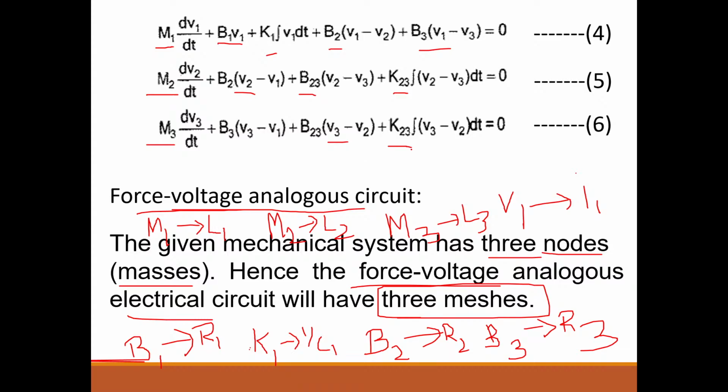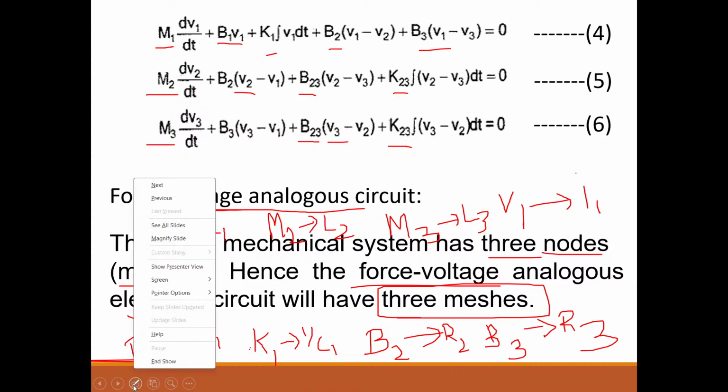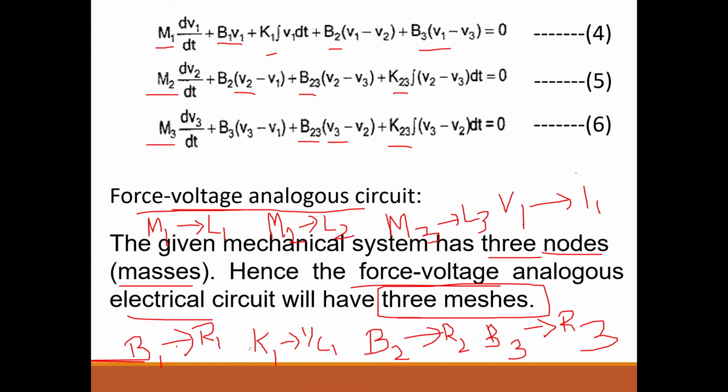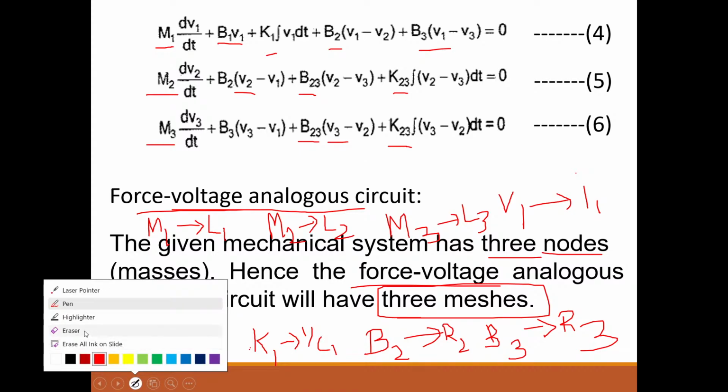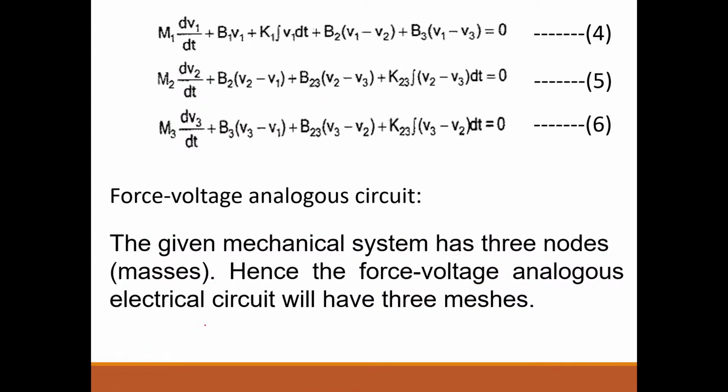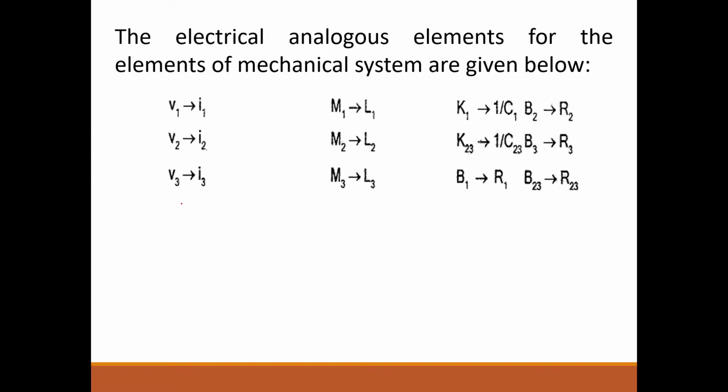Among the K terms, only these two are there. Instead of B23, you must write R23. All these electrical analogous elements for the given mechanical system I have already written in the next slide. You can see it here. So this is it.